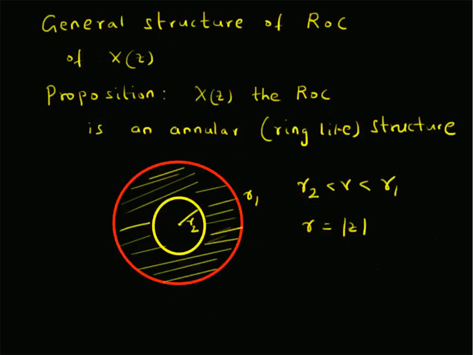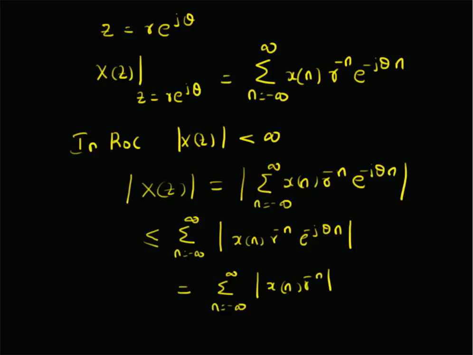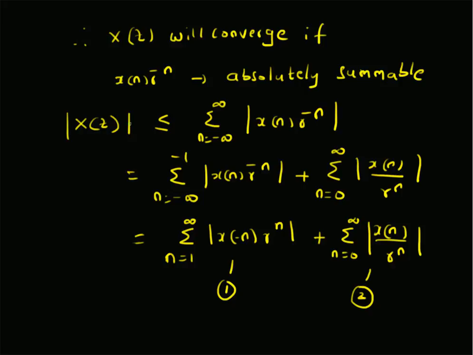So to summarize, we have looked at the general structure of the ROC of a Z transform. It is usually an annular region between two circles of radii R2 and R1, where R1 is greater than R2, and this can be proved based on the fact that the absolute value of the Z transform is less than two summations, where the first is the summation of the product of x(-n) and r^n, which corresponds to the anti-causal component, and the second sum corresponds to the causal component, that is x(n) divided by r^n.